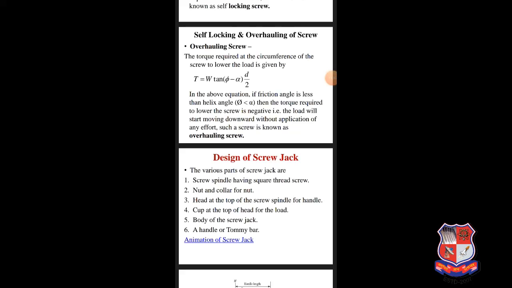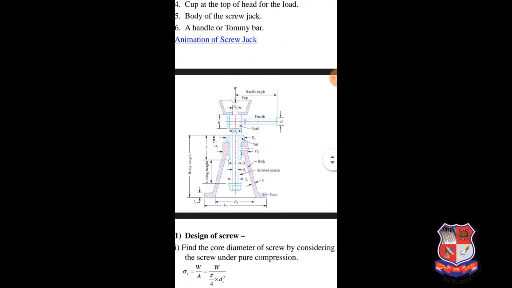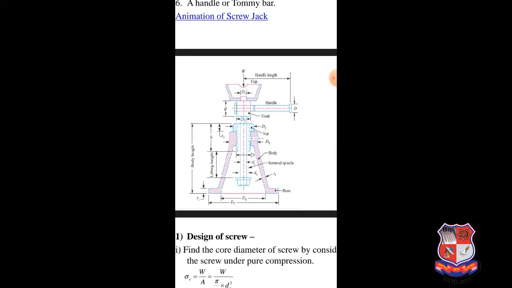Next is the design of the screw jack. Whenever we talk about design, it is required to design the various parts of the screw jack one by one. The various parts are the screw spindle, nut and collar, head, cup, body and handle. This is the diagram of a typical screw jack with all the different parts as well as the dimensions.